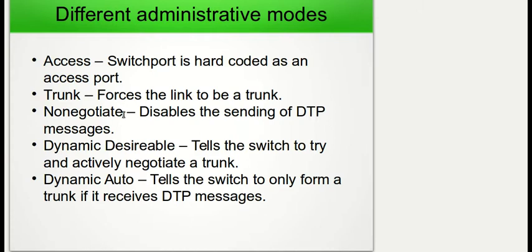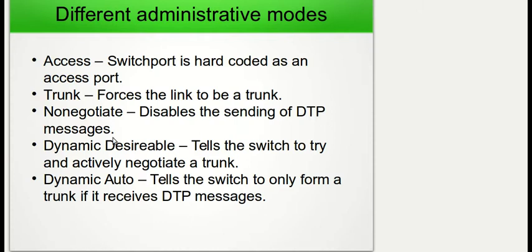No negotiate disables the sending of DTP messages. So normally, if we want to hardcode an access or trunk port, but we don't want DTP messages to be sent out, we would use the command switchport mode access or switchport mode trunk. Then we would use the command switchport nonegotiate to disable the sending of DTP messages out those ports. Dynamic desirable. This tells the switch to try and actively negotiate a trunk.